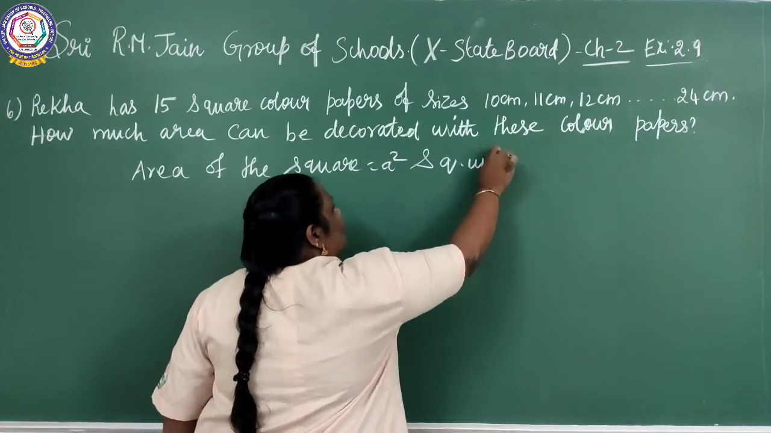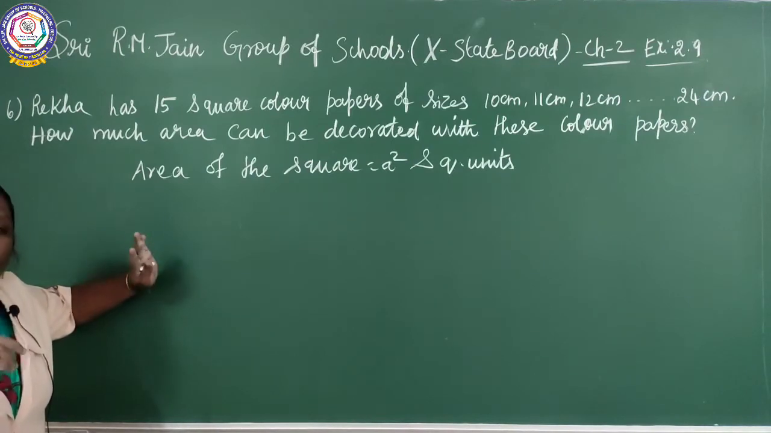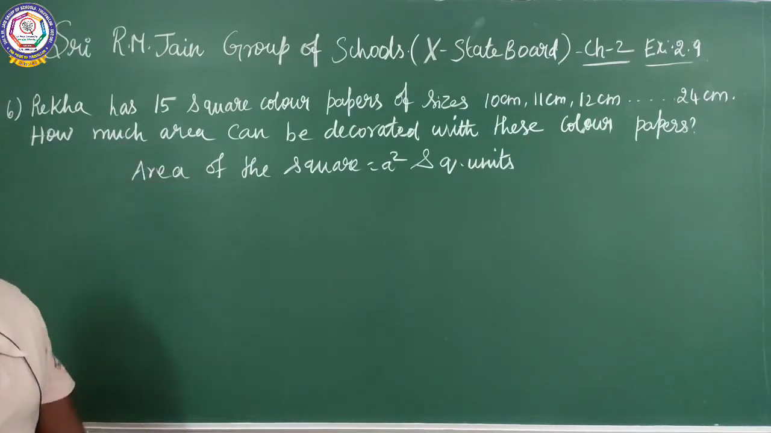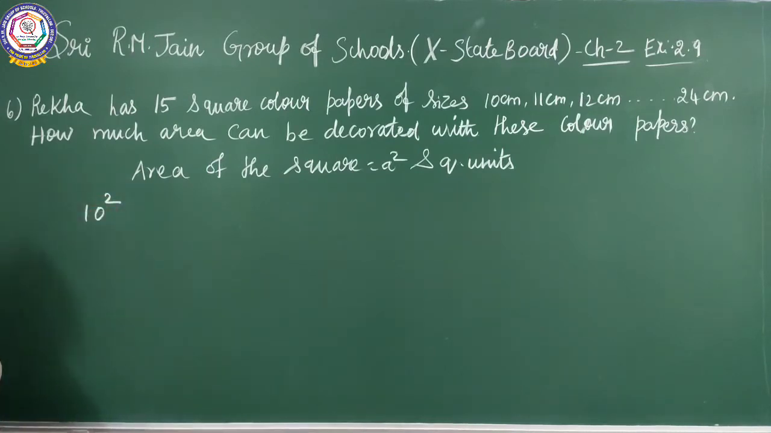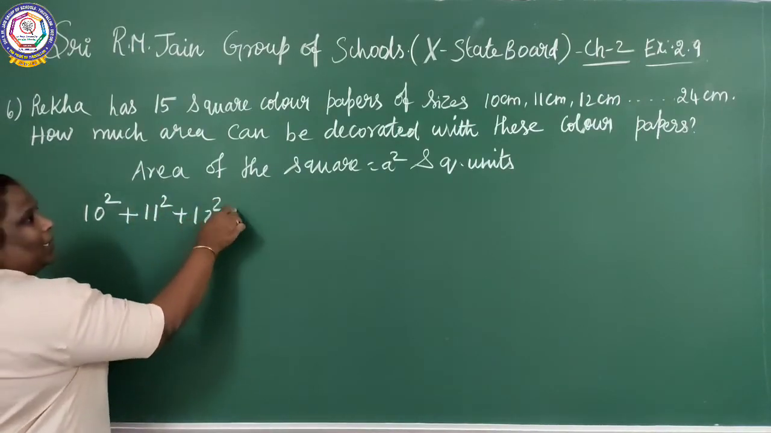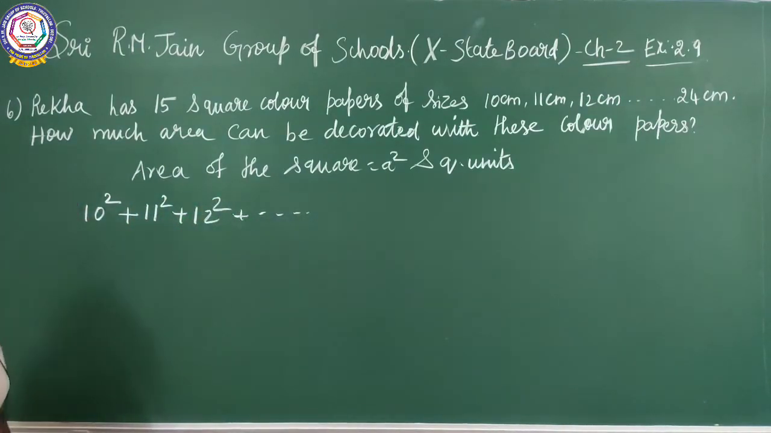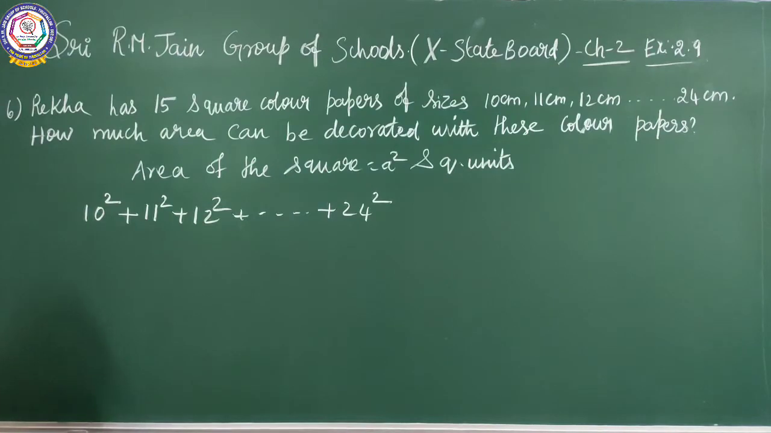So she has papers of sizes 10 centimeter, 11 centimeter. All the papers are square shaped. How much area? We should find the area, that is, what is the first size? 10 square plus 11 square plus 12 square plus etc. plus 24 square. The numbers do not start with 1. The number starts with 10.